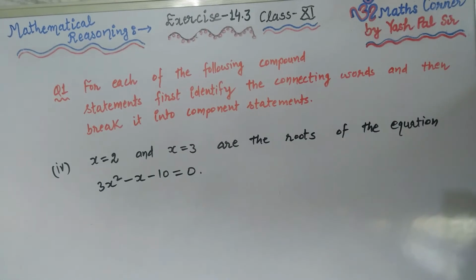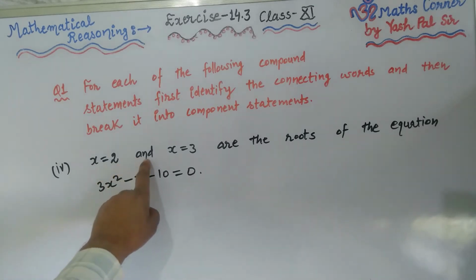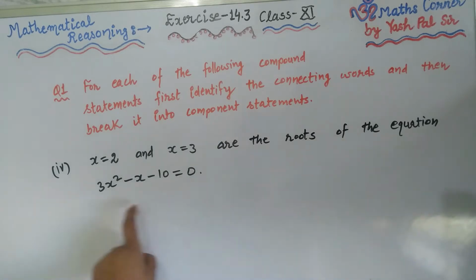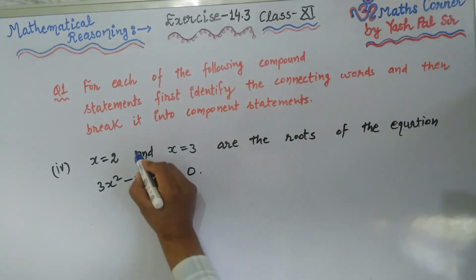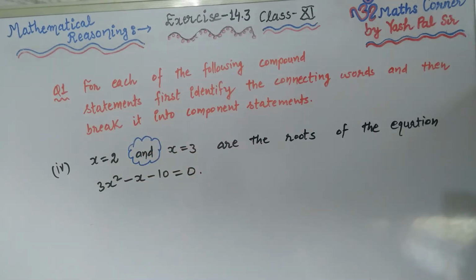Now next, part number 4. x is equal to 2 and x is equal to 3 are the roots of the equation 3x square minus x minus 10 equal to 0. Here, first of all, identify the connecting word. Here "and" is the connecting word, right?